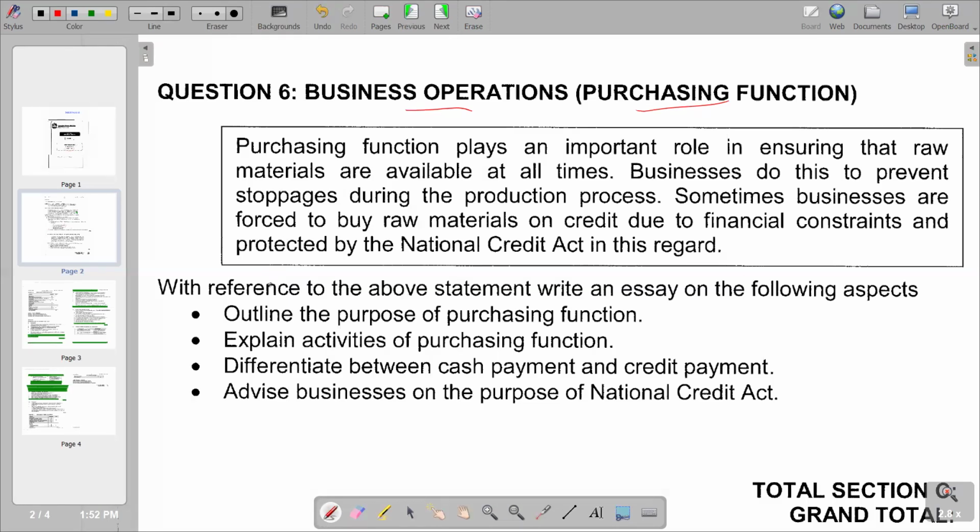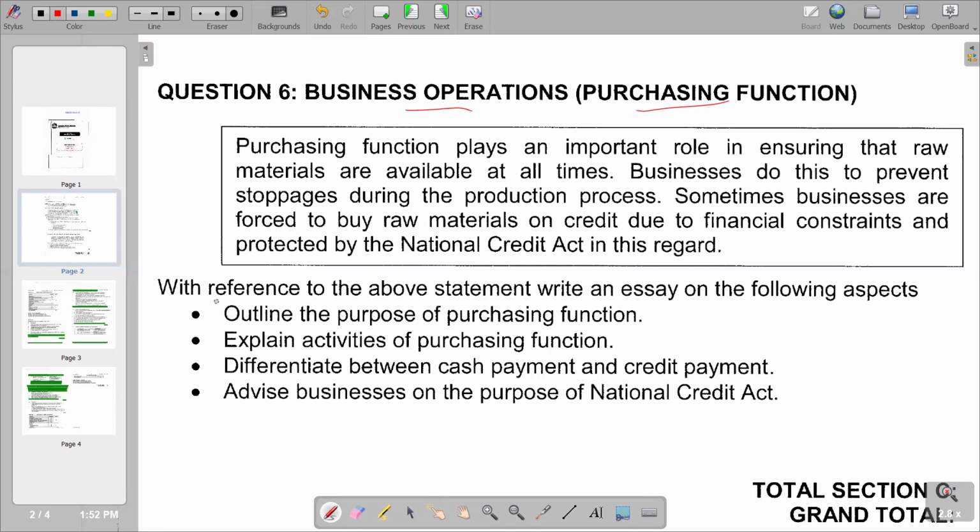So we are given information before we are given the requirements of the question. The information given is that the purchasing function plays an important role in ensuring that raw materials are available at all times. Businesses do this to prevent stoppages during the production process. Sometimes businesses are forced to buy raw materials on credit due to financial constraints and are protected by the National Credit Act in this regard.